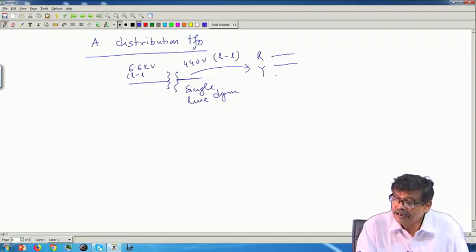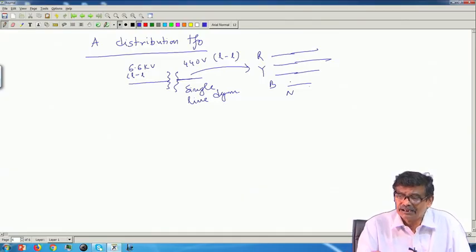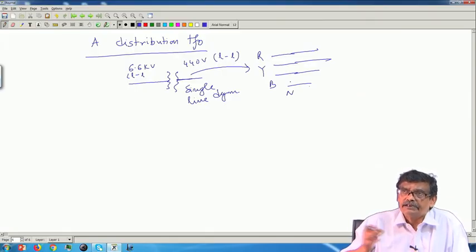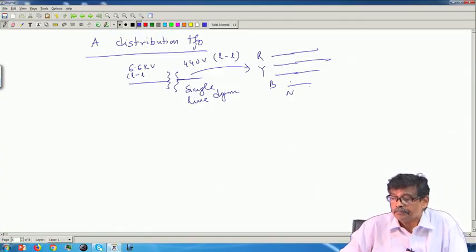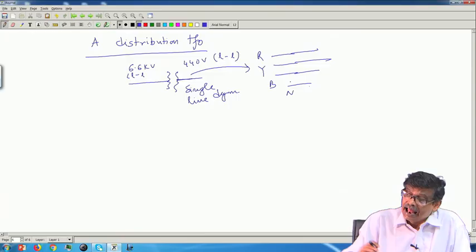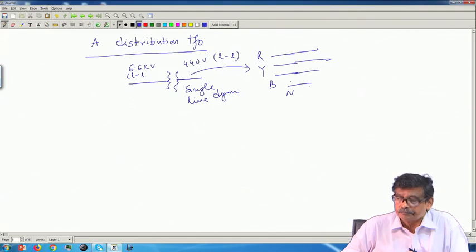Here R, Y, B and supply neutral is there. So, loads will be connected between R and N, so that the supply voltage in our houses is at the 220 volt level. All the fans and lights are designed for 220 volt. So, those will become the load of the distribution transformer on the secondary side.